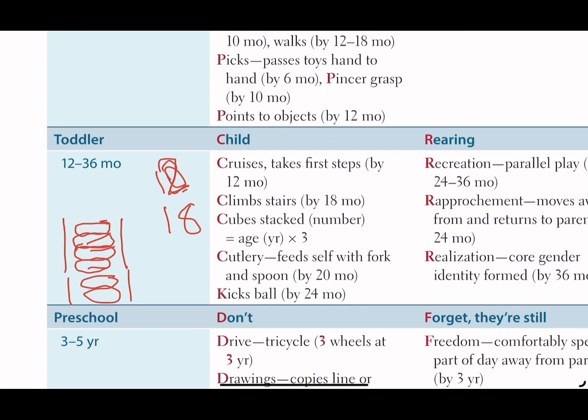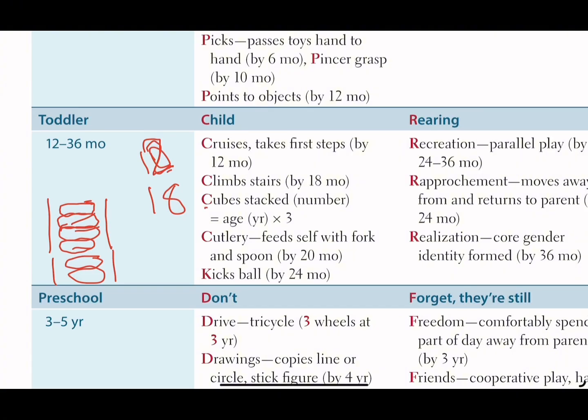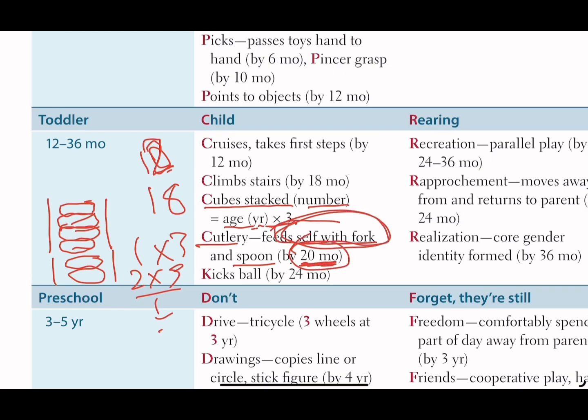And cubes stacked: number equals age multiplied by 3. This is the number of cubes that they can stack. So let's say he's 1 year, they can stack 3 cubes. Second year, 6 cubes. Feeds self with fork and spoon by 20. These are fine motor by 20. Okay, kicks ball by 24. So we said 4 is for voices. 24 is 2 years. Kicks the ball, 24.